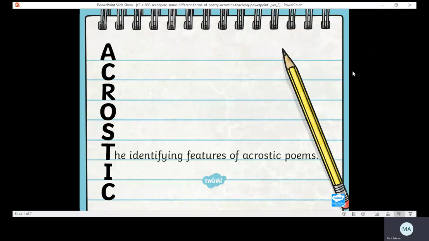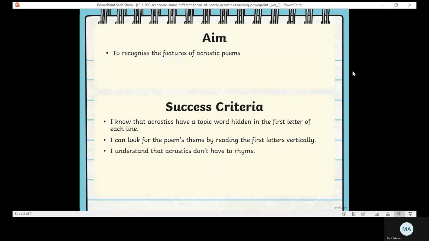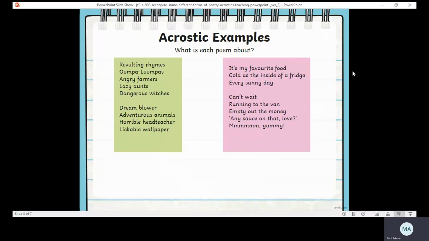So what makes an acrostic poem? What is each poem about? Revolting rhymes, Oompa Loompas, angry farmers, lazy ants, dangerous witches, dream blower, adventurous animals, horrible head teacher, lickable wallpaper. What do those things remind you of? Have a think about that whilst I read the second one.